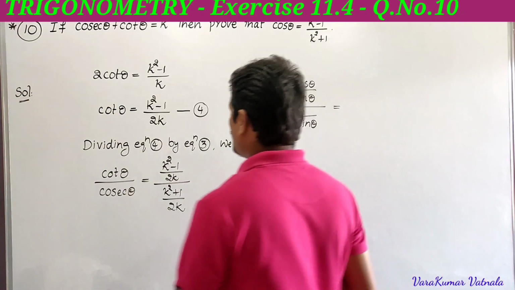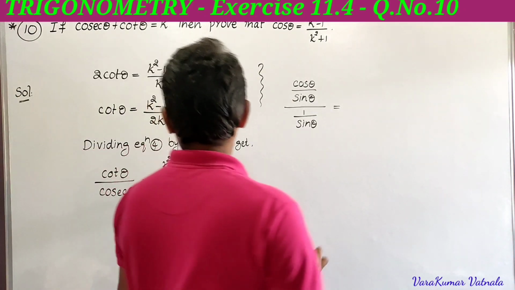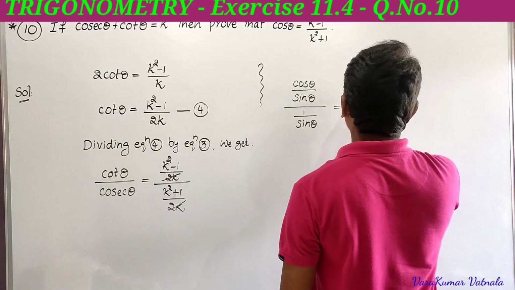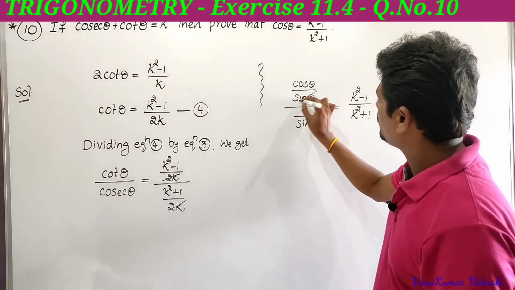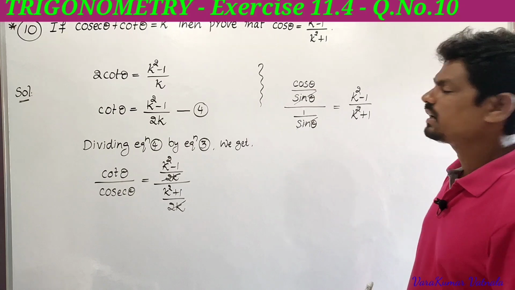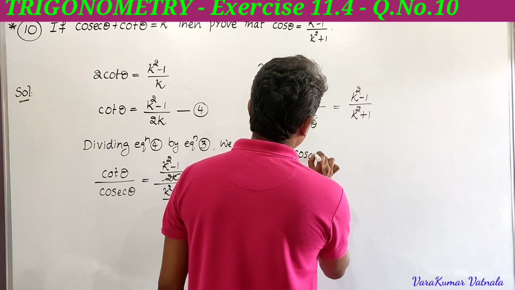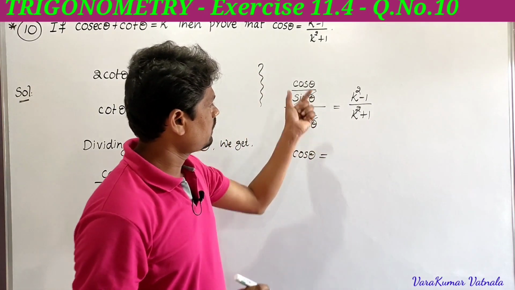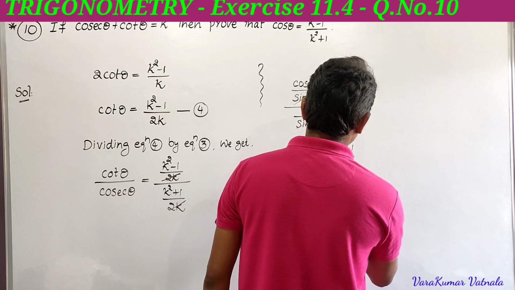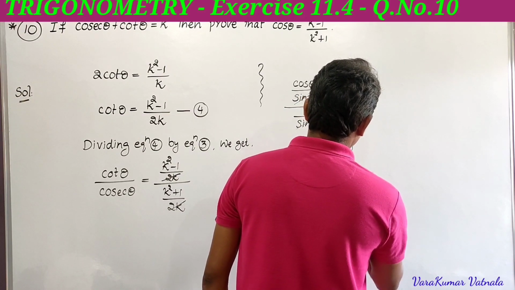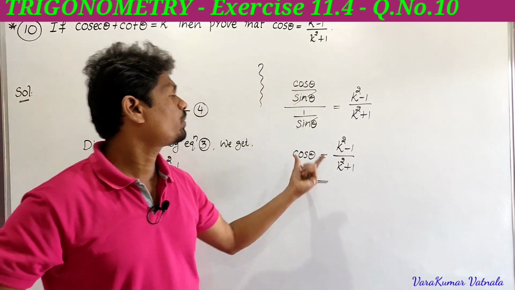So here 2k gets cancelled in the denominator. So we have k square minus 1 by k square plus 1. Here in the denominator sin theta gets cancelled. So we have cos theta by 1, that is cos theta only. Cos theta is equal to k square minus 1 by k square plus 1, that we have to prove.